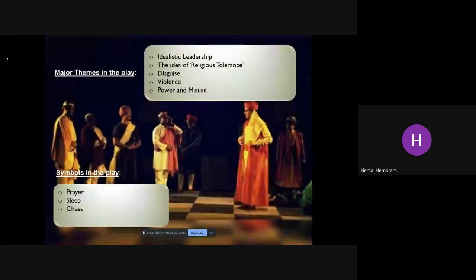The present play deals with themes like idealistic leadership, the idea of religious tolerance, disguise, violence, and power and its misuse, and symbols like prayer, sleep, chess, etc.